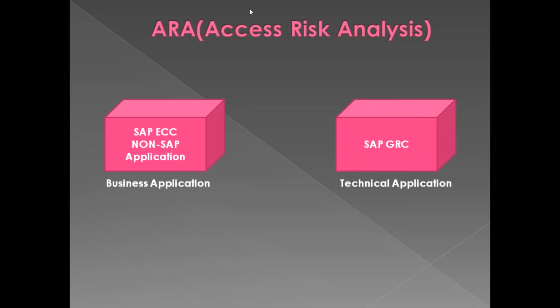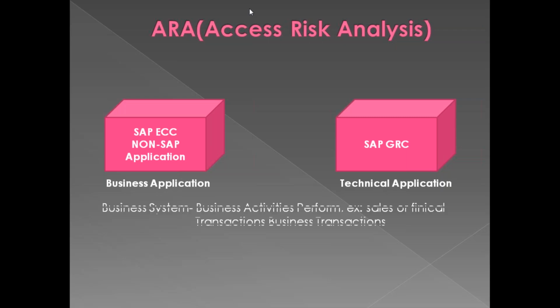What is meant by a business application? In a business application or business system, business activities are performed. For example, a sales and financial transaction, or a business transaction, is performed in a business application. So that is called a business system. The technical system provides the services to the business system or business application.